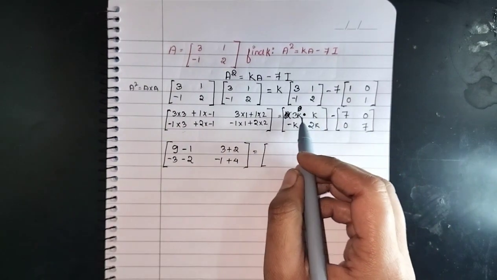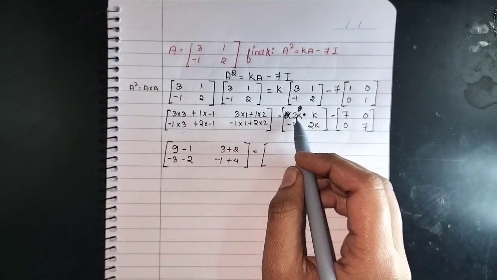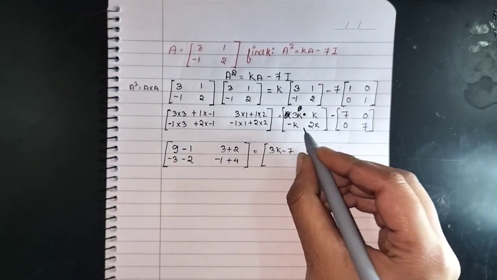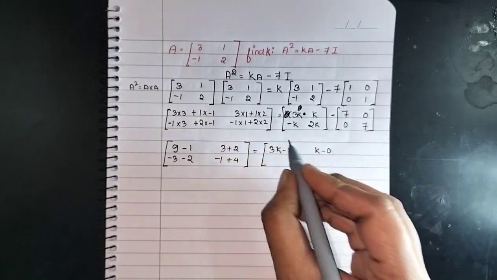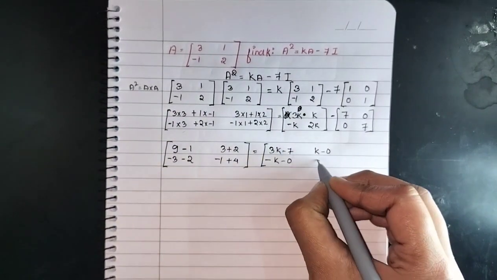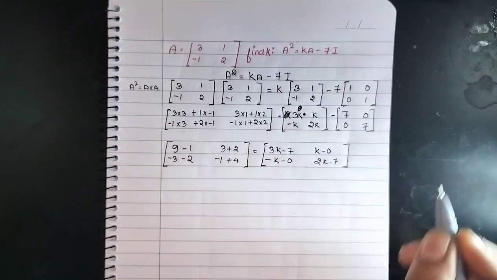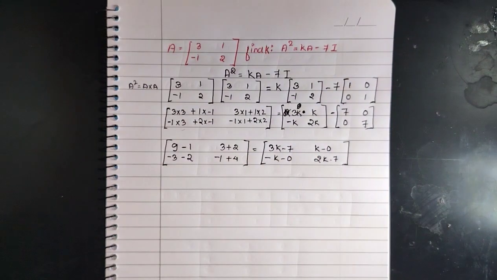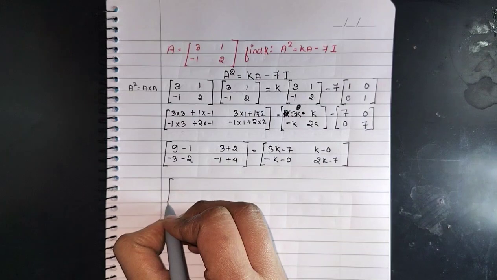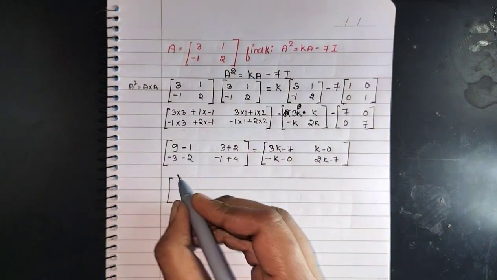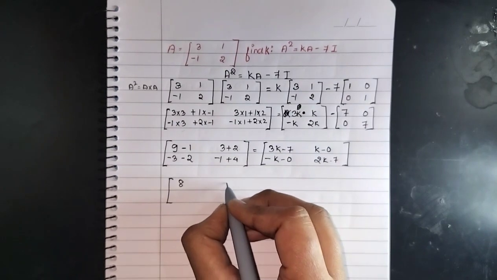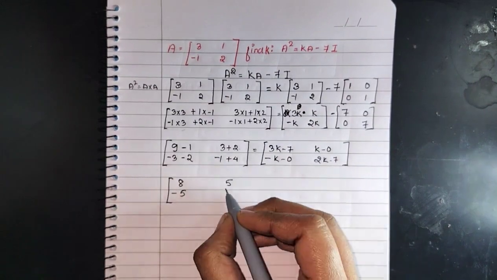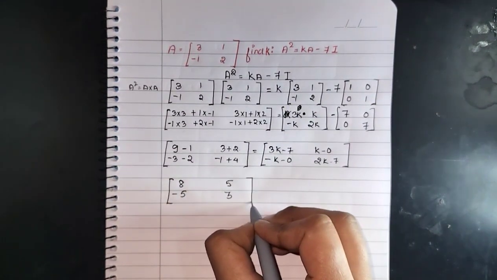So now we will also subtract this with this. So 3K minus 7, K minus 0 is K, minus K minus 0, 2K minus 7. This can also be eliminated, but since I have to make you understand, I am writing every possible step so that no confusion is created later on. So 9 minus 1 is 8, 3 plus 2 is 5, minus 2, 3 minus 2 is minus 5, 4 minus 1 is 3.